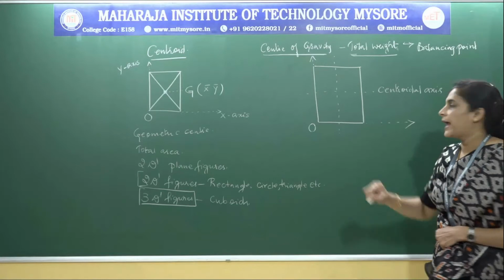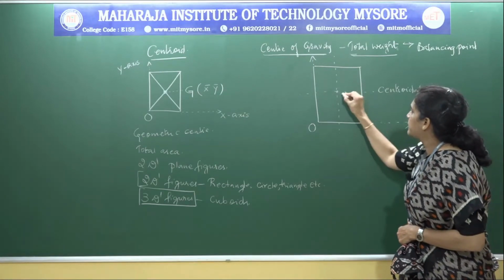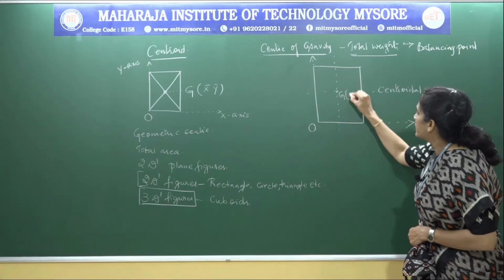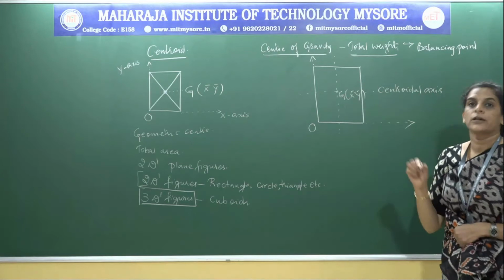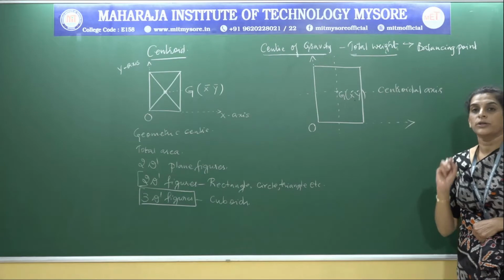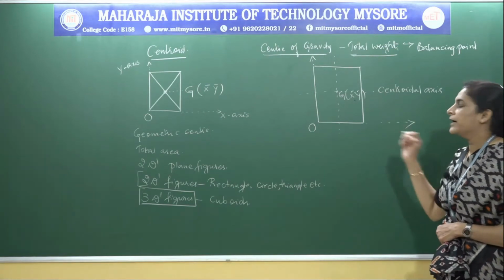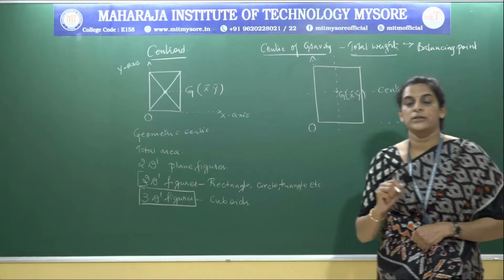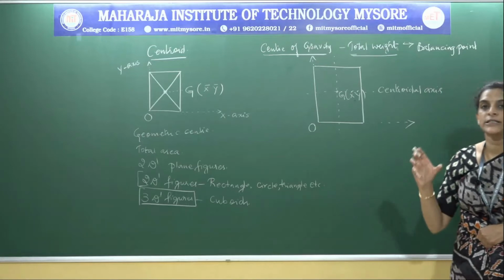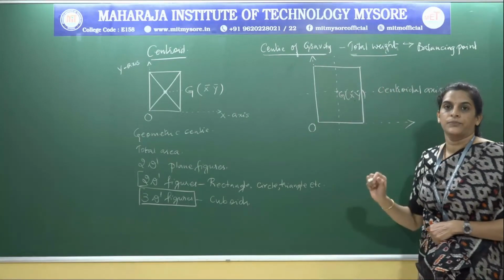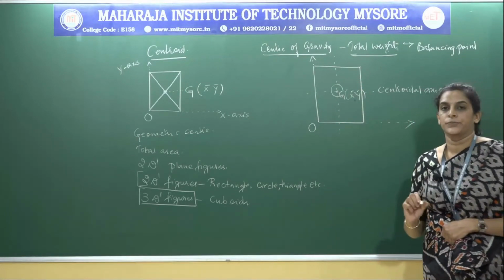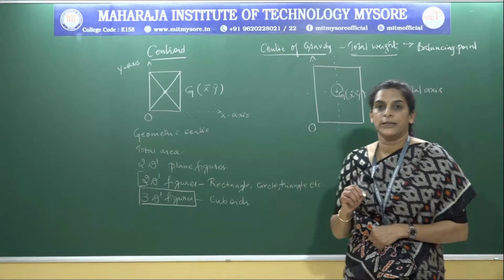So, the centroidal axis is the axis wherein we are locating the centroid with its coordinates, the points x bar and y bar. Now it's very clear that by definition, the centroid is the geometric center of a lamina or the geometric center of a plane figure. How are we locating the centroid then?